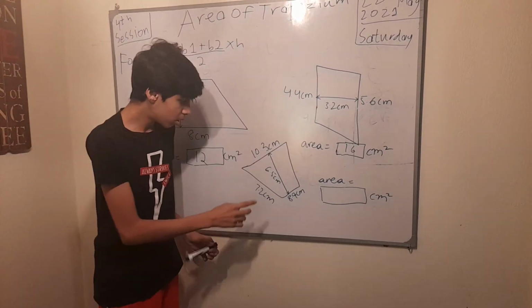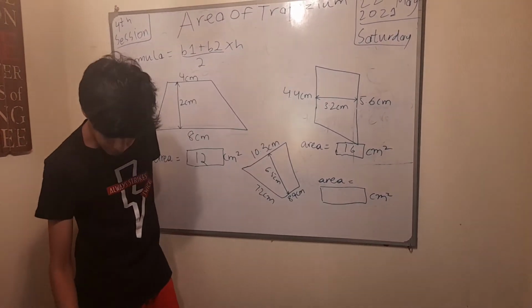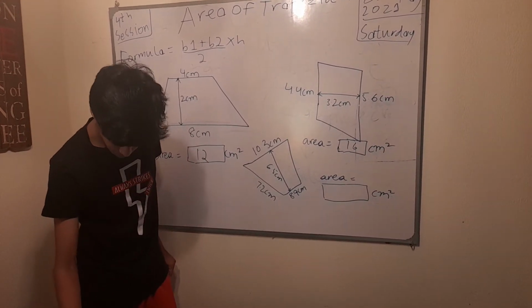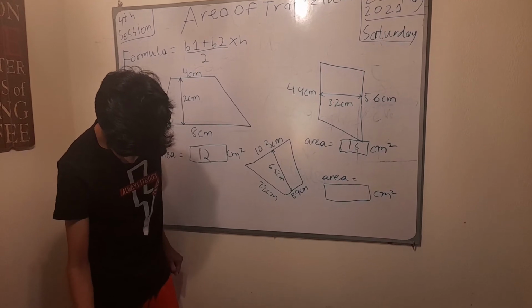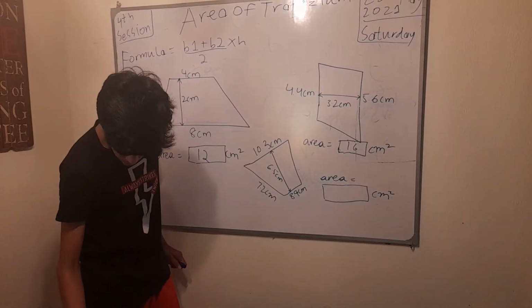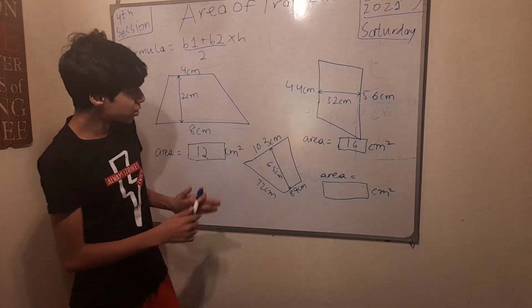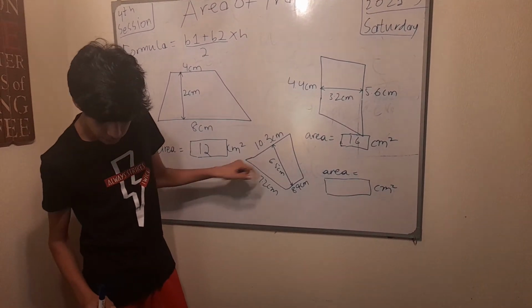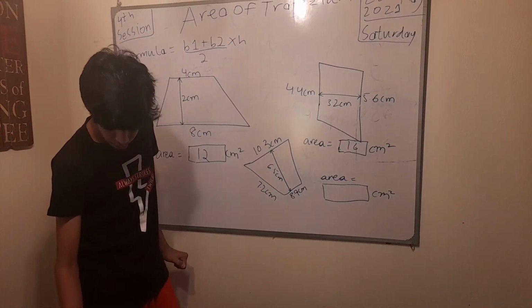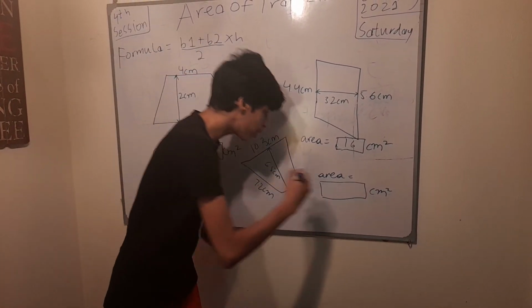So we have to add these two. Let me add them. Alright, it gives us 19.2 and then we are going to divide by 2. It is 9.6, and then 9.6 multiplied by 6.5. Alright, our answer is 62.4.